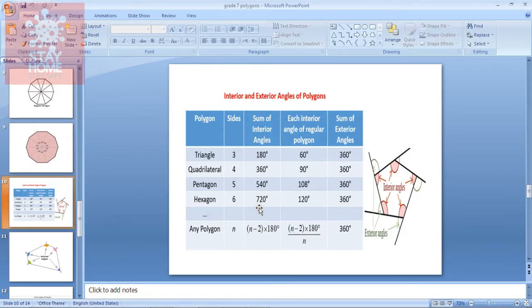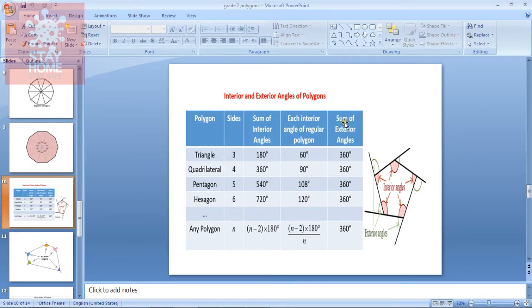Sum of interior angles. Again, if you want to find each interior angle, and the polygon is regular, then this formula works. Keep in mind, only if the polygon is regular does this formula work. So (n minus 2) multiplied by 180 over n, where n is the number of sides. See here, (n minus 2) multiplied by 180, then divided by 3 gives 60, divided by 4 gives 90, divided by 5 gives 108, divided by 6 gives 120. So these are about the interior angles.